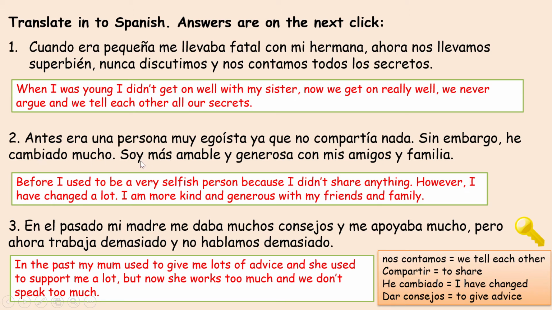Now that we know that we see a change coming up, it's going to be in present tense for the rest. In the past, my mum would give me lots of advice and she supported me a lot. But now she works too much and we don't talk a lot, or we don't speak too much. Sounds quite sad, that last sentence, but that's what we have translated.